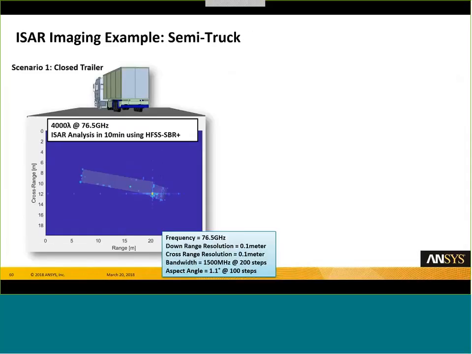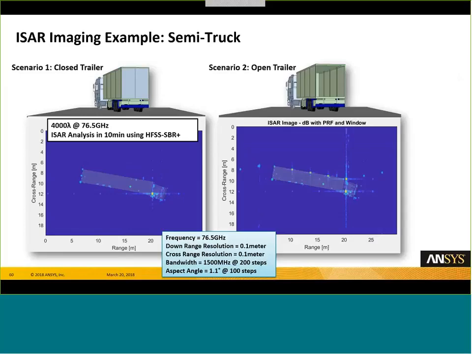So I'm going to end on this example that I think really epitomizes the value of using simulation and being able to run what-if scenarios and really just diagnose real scenes. So this is our semi-truck that we're familiar with from previous slides. In scenario 1, we see the ISAR image where we can clearly identify some of these major features. Now, in scenario 2, we open the trailer door, and all of a sudden we see a number of additional features that pop up.